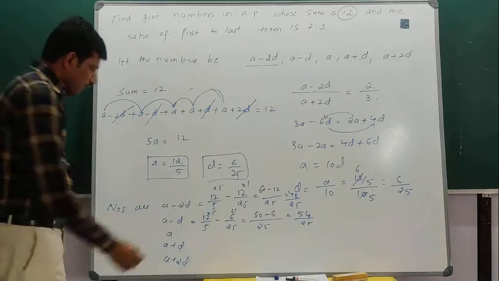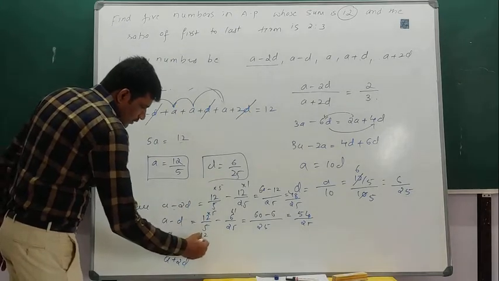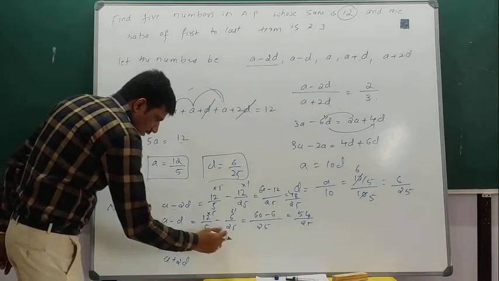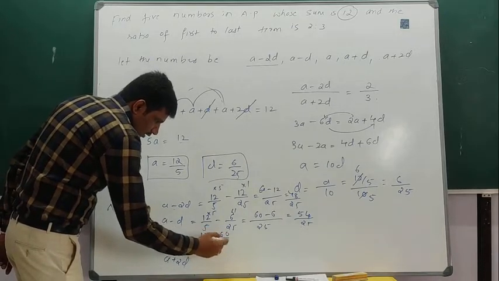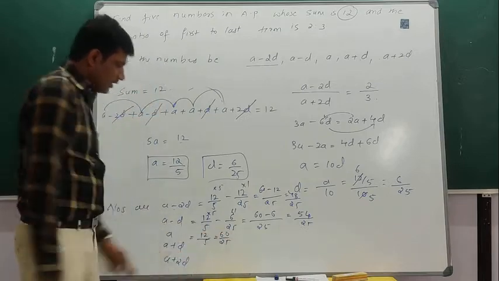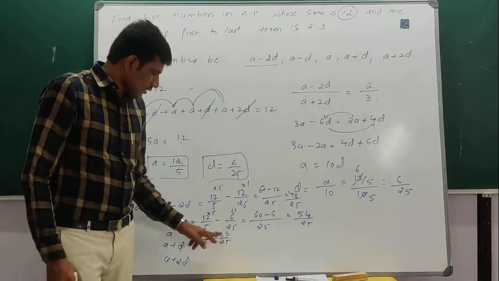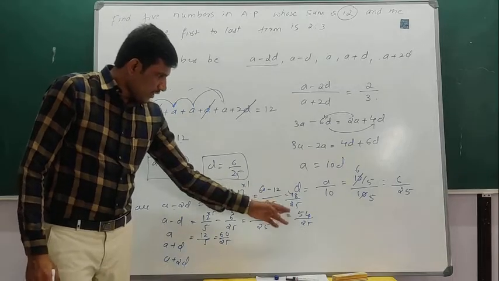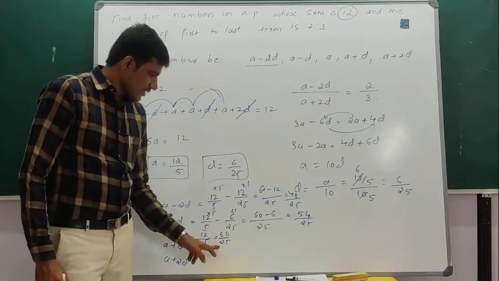Right, so next a. What is the value of a? The a value is 12 by 5. 12 by 5 we can also write as 60 by 25, multiplying by 5 on both sides. So 60 by 25 is also 12 by 5. So 48 by 25, 54 by 25, 60 by 25.